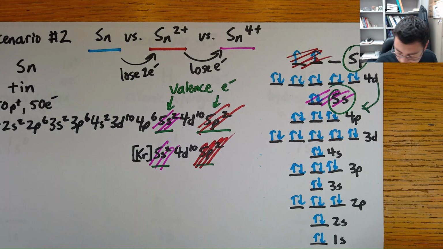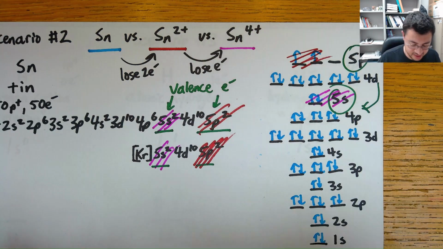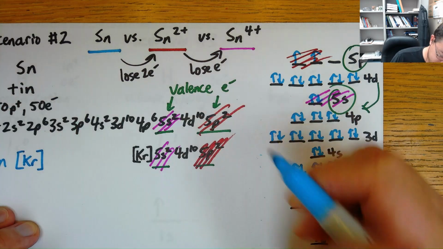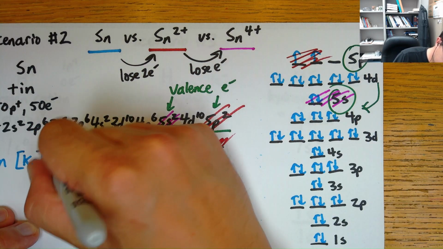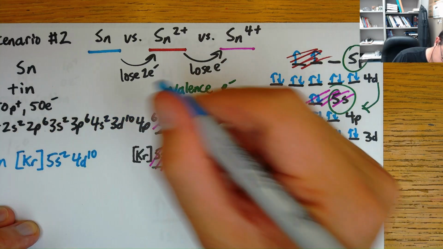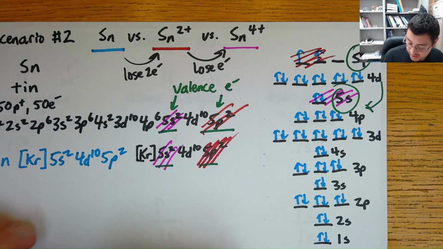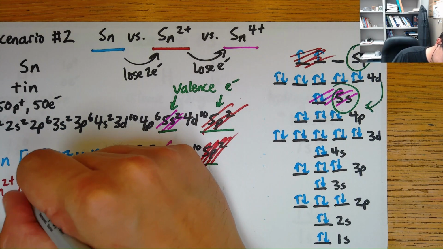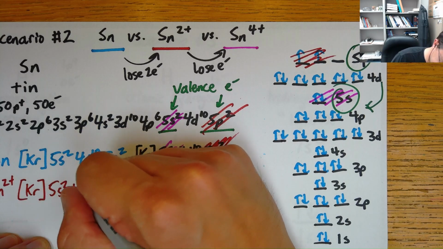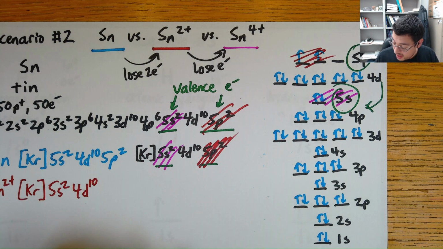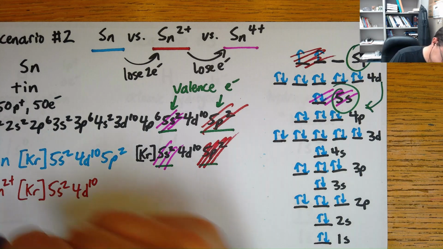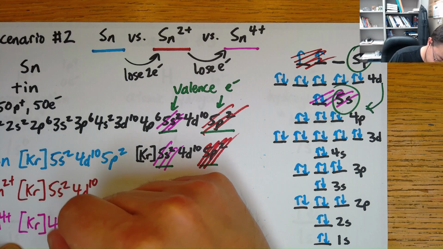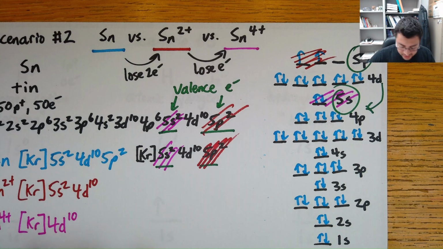To fully answer the question of the valence electrons between these 3 species: for Sn, if we were writing an electron configuration, it would be krypton 5s2 4d10 5p2. If we were doing tin 2+, those went away. And then for 4+, those went away. So we have that.